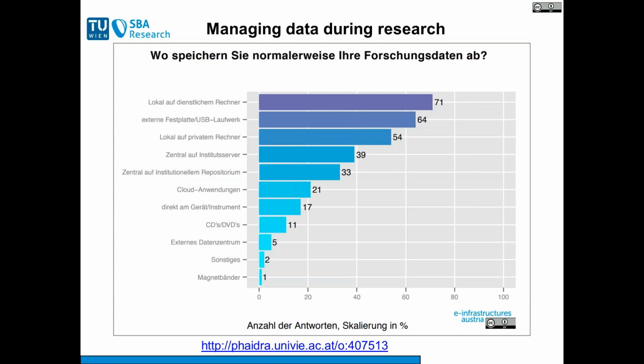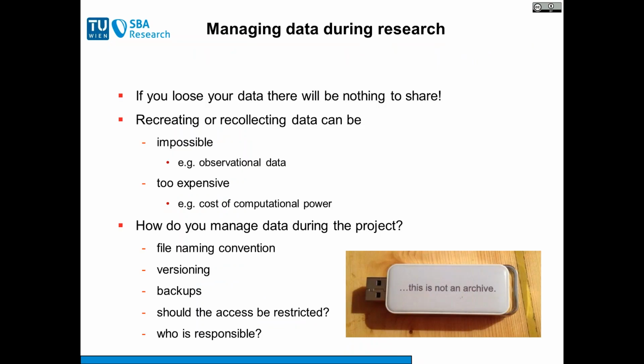And I would like to move to the second part of this, which is how you manage your data during research. Because so far we've been talking about publishing data, but what if you lose your data and there is nothing to publish? In the slide, you can see the results of a questionnaire made in Austria 2 years ago. And 71% of you keep your data on your work computer, and only some of you make a backup to a USB that you can also lose easily. This is not the best way to do it, and this is also one of the reasons why we are here talking about data management. If you lose your data, there will be nothing to share.